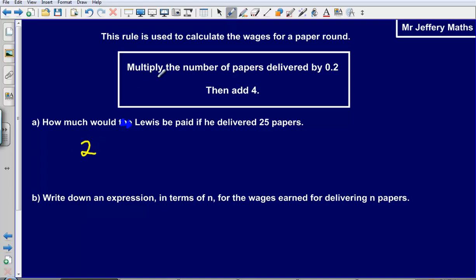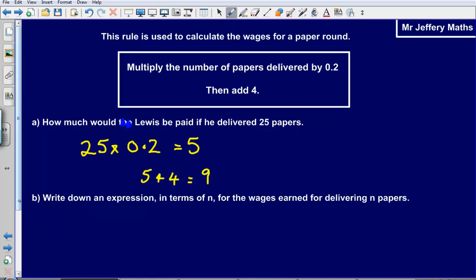Well, we're told to multiply the number of papers delivered by 0.2, so it would be 25 multiplied by 0.2, and then add on 4. So 25 multiplied by 0.2 gives us an answer of 5. Then add on 4 after that, 5 plus 4, gives us an answer of 9.